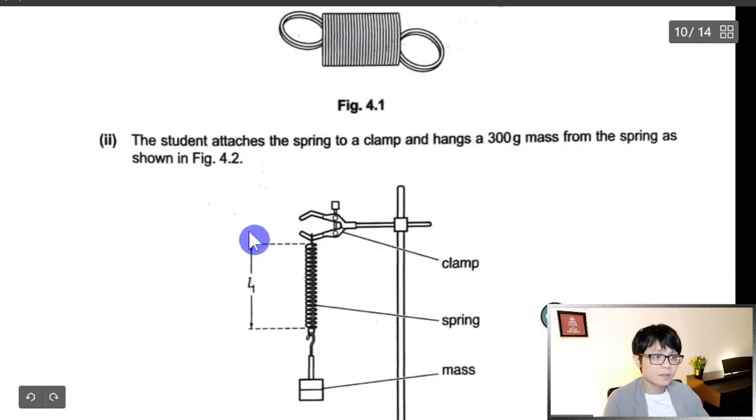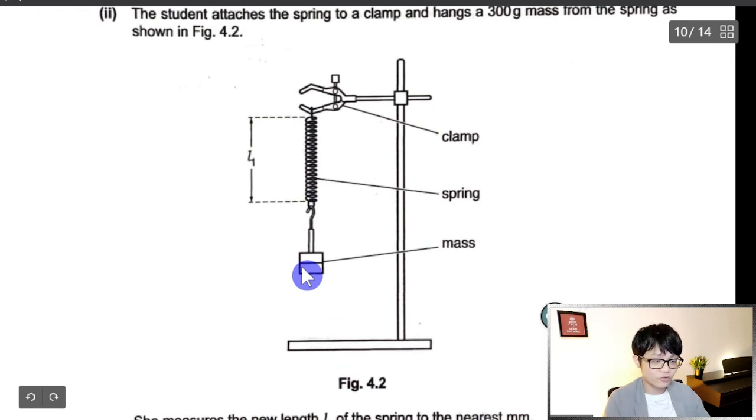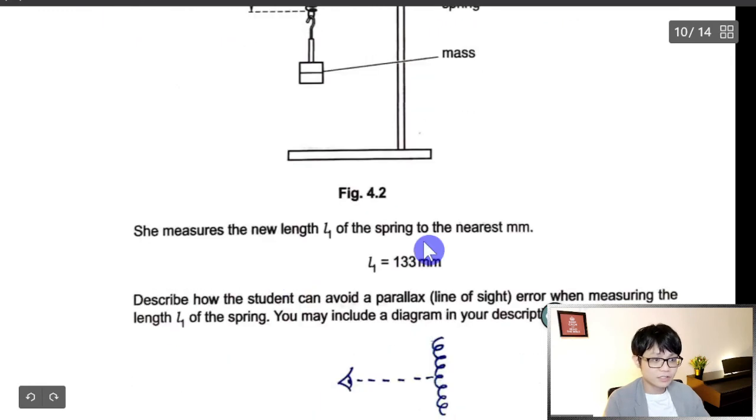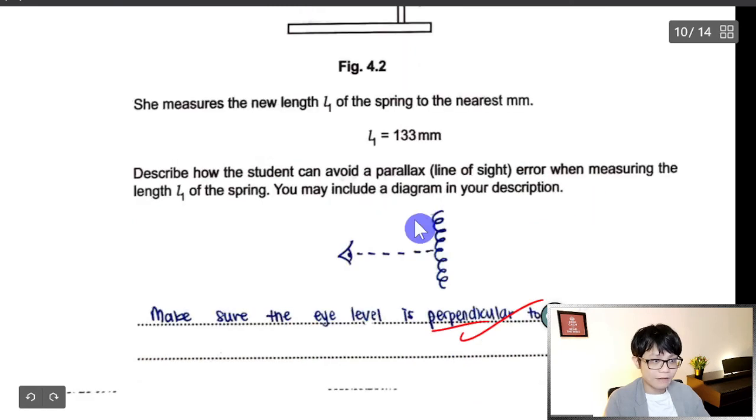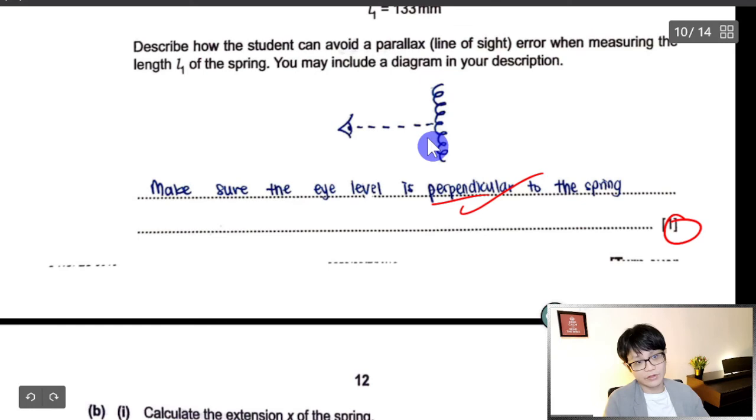The student attaches a 300 gram mass to the spring. Okay, so you clamp 300 gram. State the measurement. So it's 133. Draw a line. When measuring the spring, you might forget to draw. So you want to draw a line, a perpendicular line.